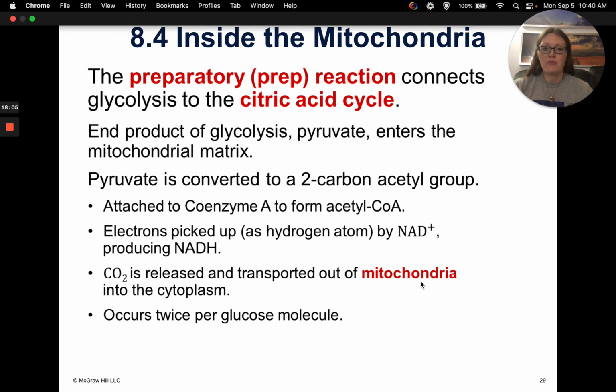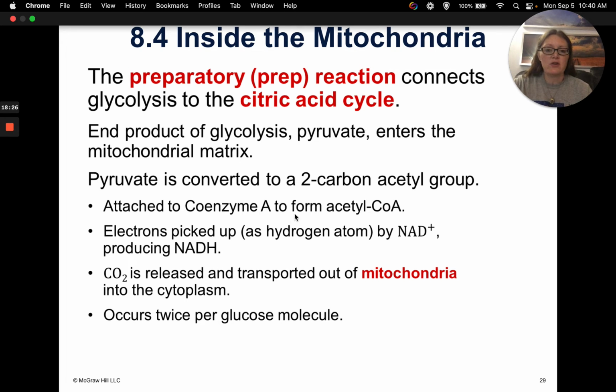All right, so if we do have oxygen, then we move on to the next step, the preparatory step that we see inside the mitochondria. This connects glycolysis to the citric acid cycle, so this is an intermediate step. The end product of glycolysis, of course, is those 2 pyruvates that are going to enter into the mitochondrial matrix.